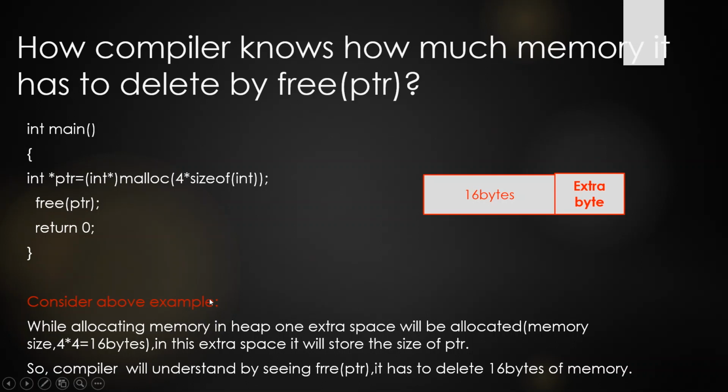That's the explanation of how the compiler knows how much memory has to be deleted by free. You can directly answer that while allocating memory, one extra byte of memory will be created for storing the size of this particular pointer.